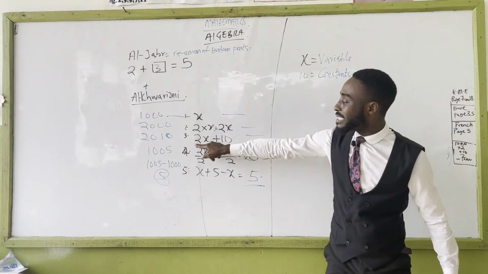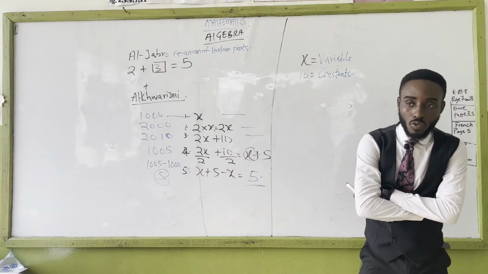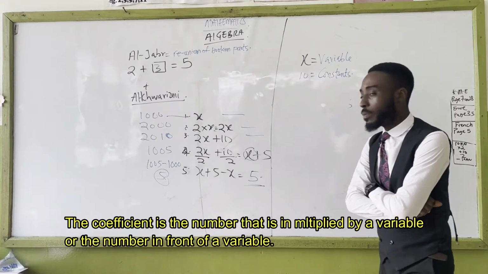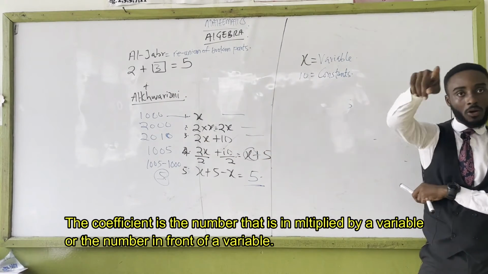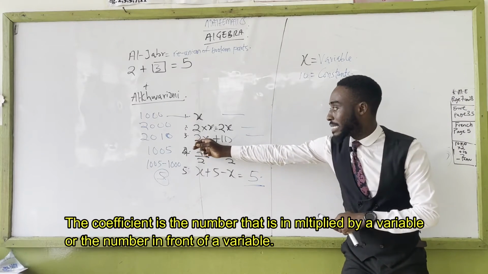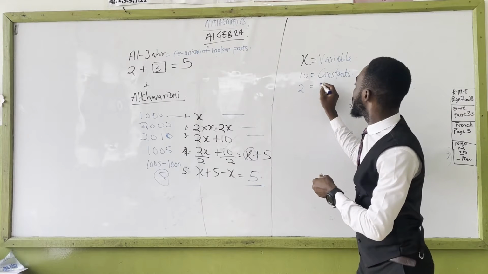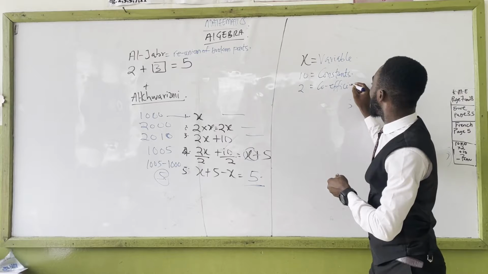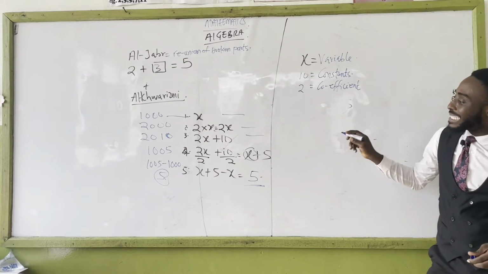Then we have another thing called a coefficient. The coefficients are the numbers that are always connected to the variable. So who can show me the coefficient here in step 3? Roy? 2, right? Because 2 is connected to it. So 2 becomes a coefficient.